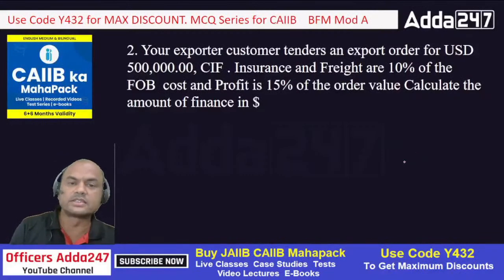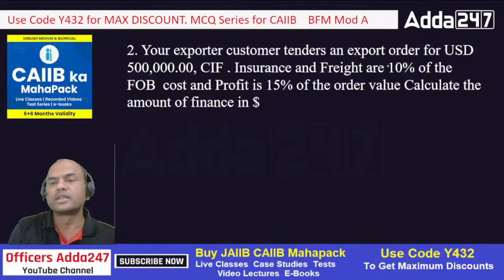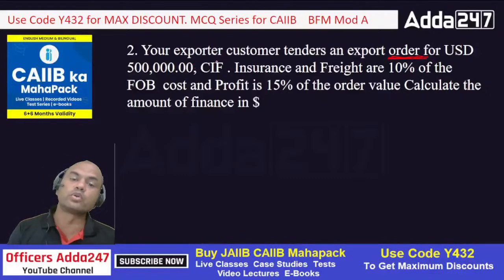Let's go to this pre-shipment finance. Say this is the pre-shipment finance. How did you know? See here, the export order is mentioned. Always remember, for pre-shipment finance you will always get an order. Order means the purchase order. This is a purchase order from the buyer. Your exporter customer tenders an export order for USD 5 lakh CIF. Now CIF is given, cost, insurance and freight. This is known as Incoterm. Remember this word. This is called Incoterm, CIF.